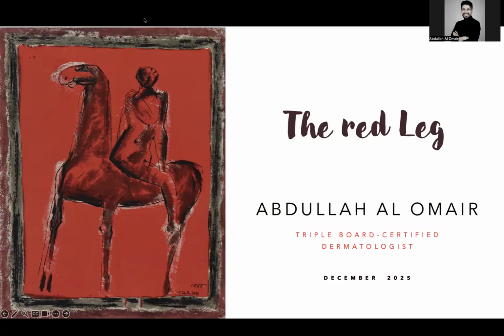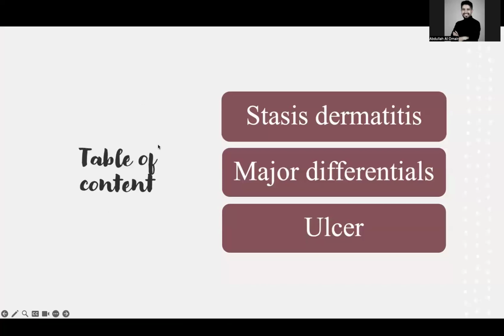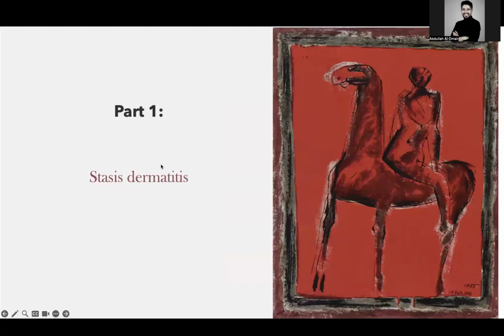It's going to be very easy, to the point, precise. The title is going to be the red leg, which is going to be in two parts. The first part is a very common condition we have here, which is stasis dermatitis. The second part is going to be a little bit more in depth, which is about ulcer. Feel free to ask any question. I'm going to try to answer during the lecture itself to be more to the point of the information that we have here.